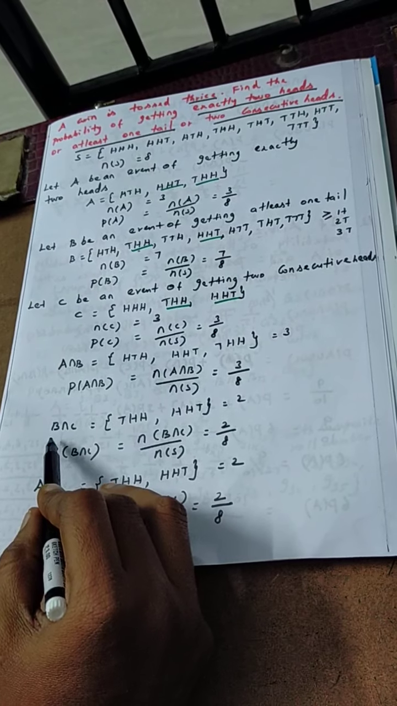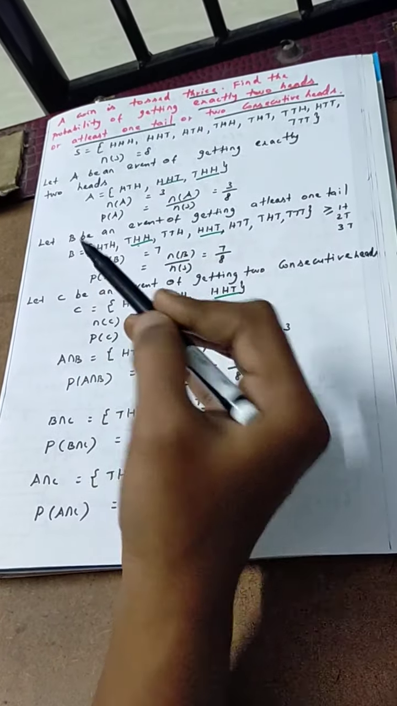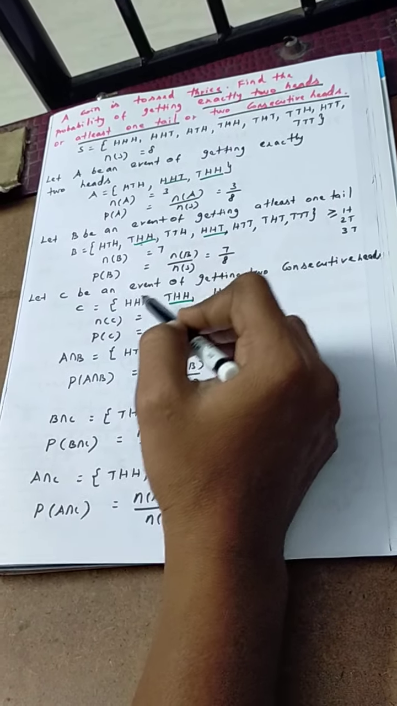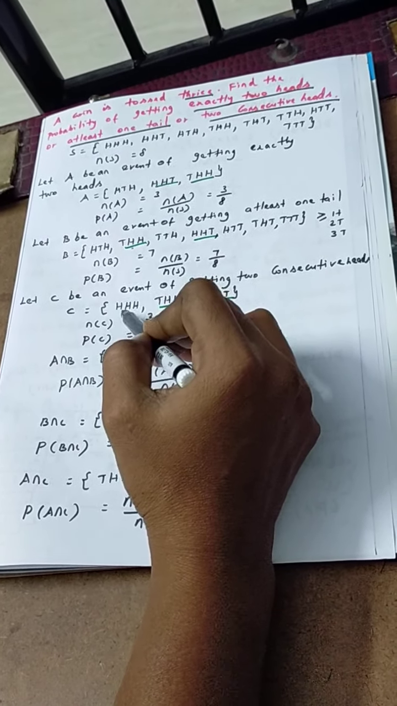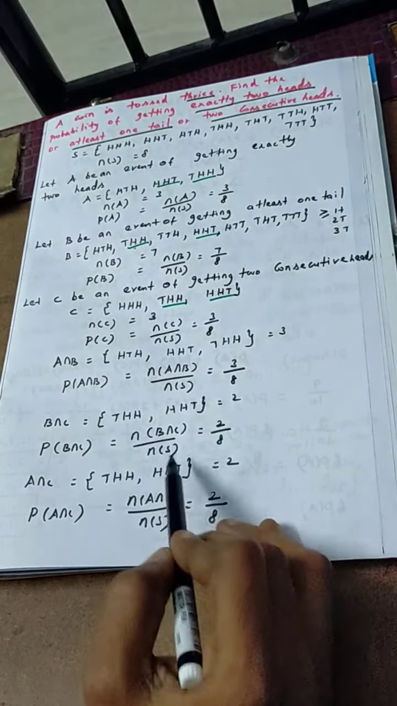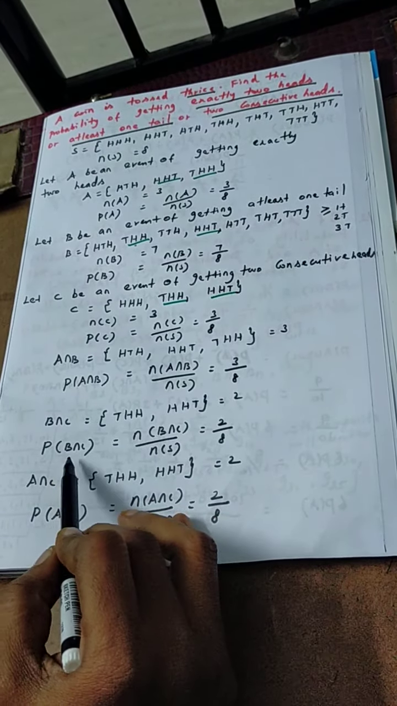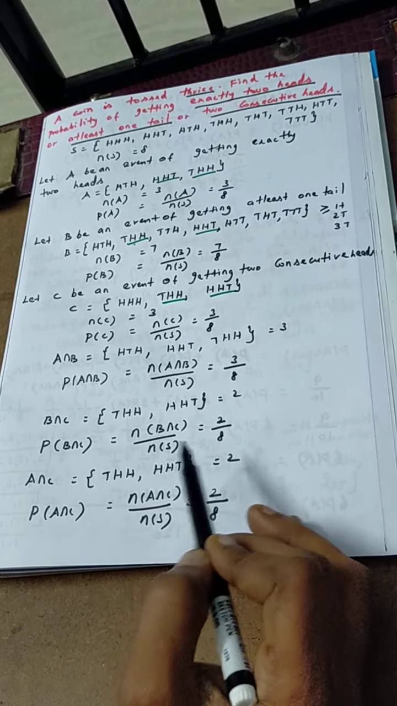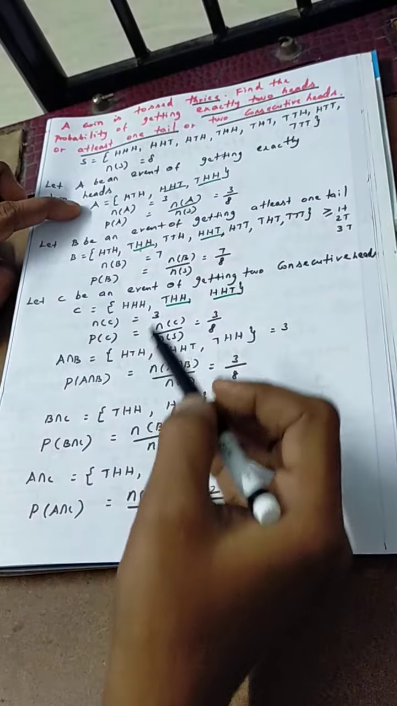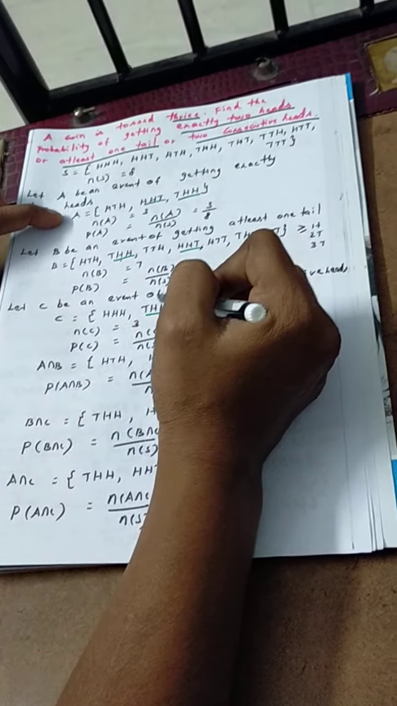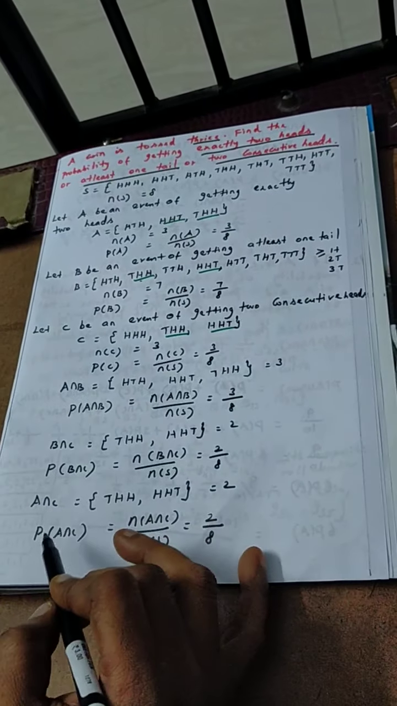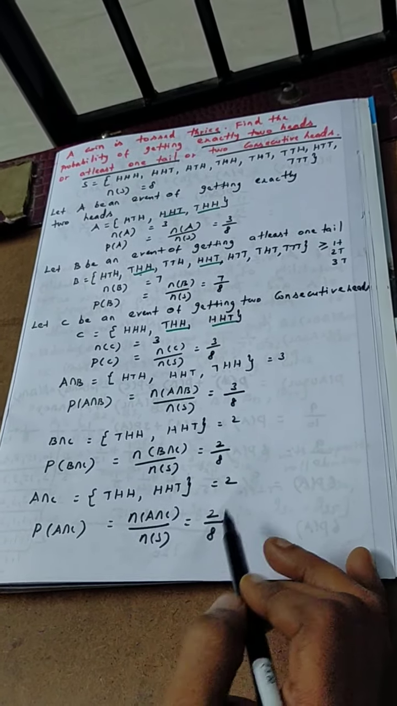Next one is B intersection C. What are the common possibilities of B and C? Head, head, head; tail, head, head; head, head, tail. So only 2 options besides... so P of B intersection C equal to 2 by 8. Next, A intersection C means A and C common options: tail, head, head and head, head, tail. Only 2 options. So P of A intersection C equal to 2 by 8.